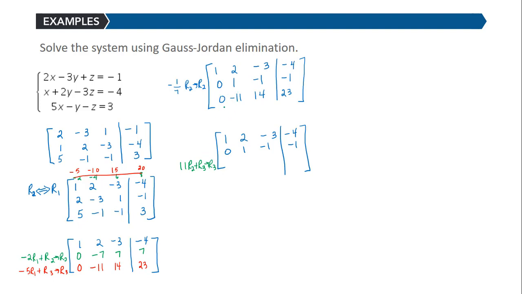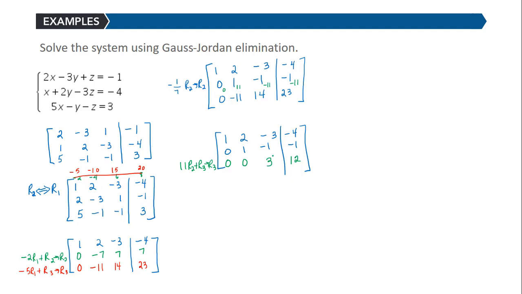So if I'm multiplying row 2 by 11, let me just squeeze these numbers in. I'm going to get 11 times 0 is 0. 11 times 1 is 11. 11 times negative 1 is negative 11, and then negative 11 again. So whenever I add those entries, I get 0. 11 plus negative 11 is 0. 14 plus negative 11 is 3. And 23 minus 11 is 12. So 1, 0 is below it, 0 is below it.